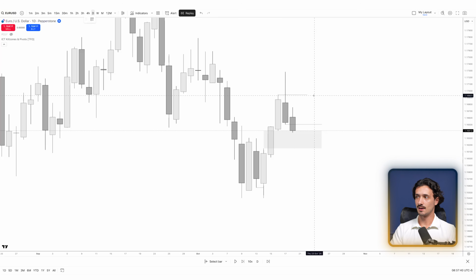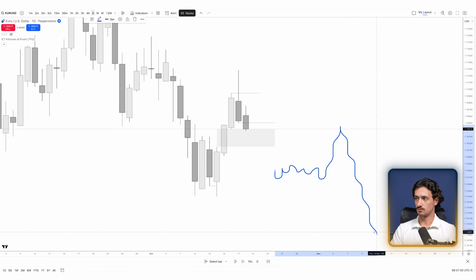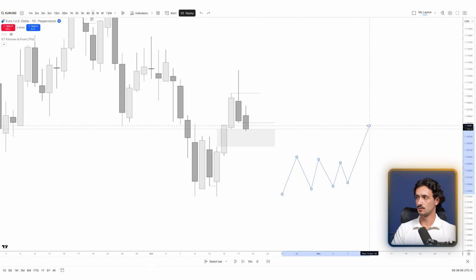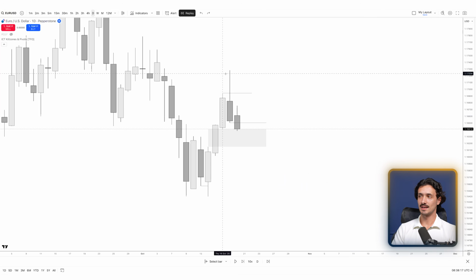Now, the key here is the power of 3, right? Many people, you've probably heard them talk about the power of 3. The power of 3 is essentially a manipulation and distribution, right? So you have a range bound period like this, and then you have a manipulation, and then you have a distribution. That's kind of the power of 3. And it essentially states that before price will trade lower, it will first trade higher. You can see that time and time again in this model, right?